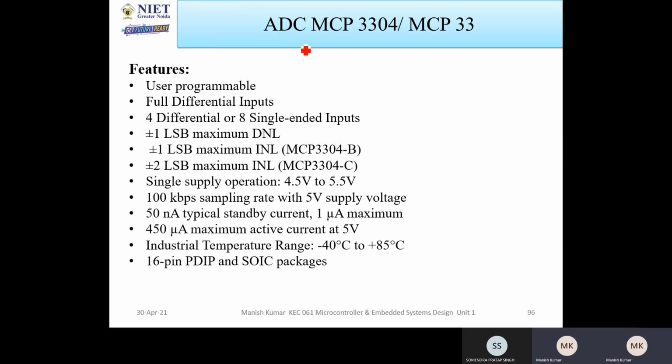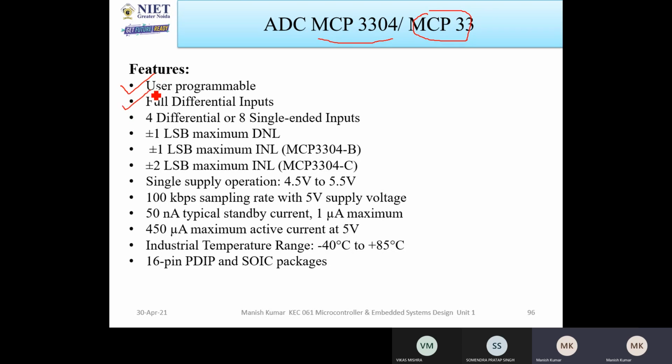Now, I'm talking about ADC MCP3304. It belongs to the MCP33 family. Now the feature of ADC MCP3304 is that it is user configurable, programmable. It means in the previous slide I talked about how it works in ADC mode or DAC mode. It means that you are going to configure it. For that, you have to write the program. So that's why it is a user program.